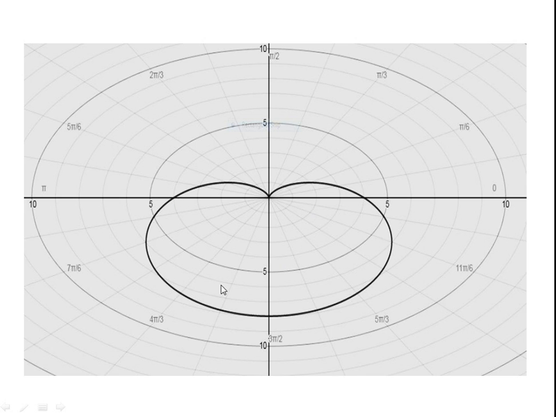So using these points, I know that at this point I have the tangent perpendicular to the radius vector. So that tangent can be drawn. Check some other points and you have a curve like this. The curve is something like this.